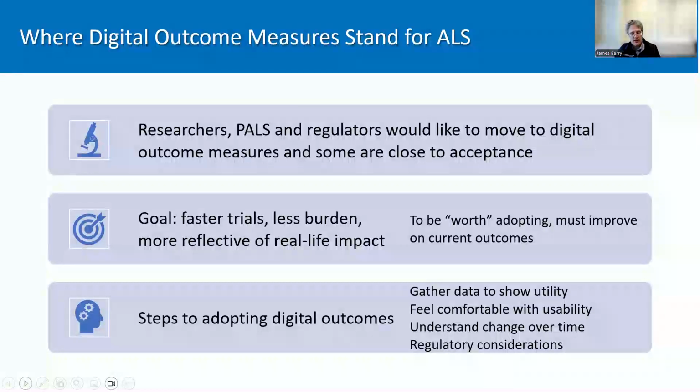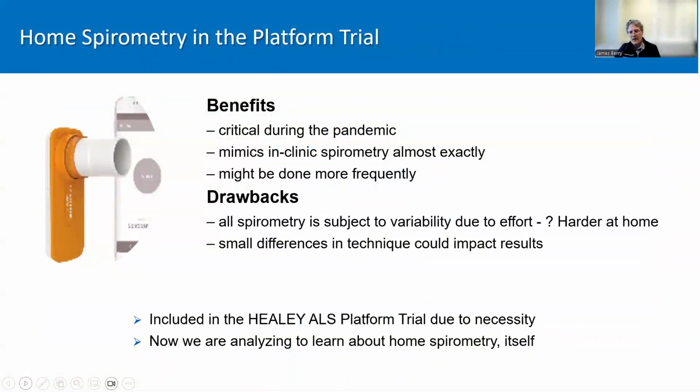We might have a digital outcome measure that can give us good quantifiable data, but if it's not usable, it's not going to make its way into clinical trials. We have to understand not only what the data shows us, but what that change over time looks like, because that's what we need for clinical trials. And then there are regulatory considerations that we have to keep in mind along the way. With all of that in mind, next slide, we're going to talk about home spirometry.